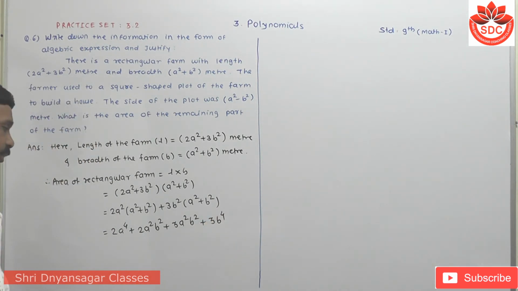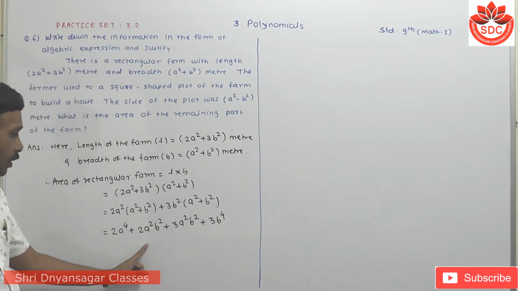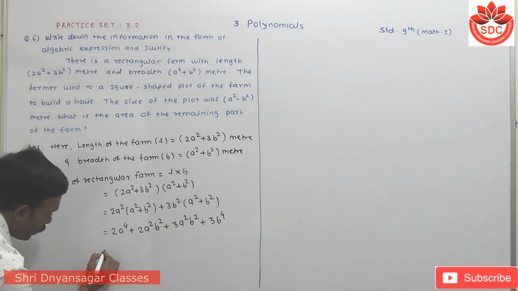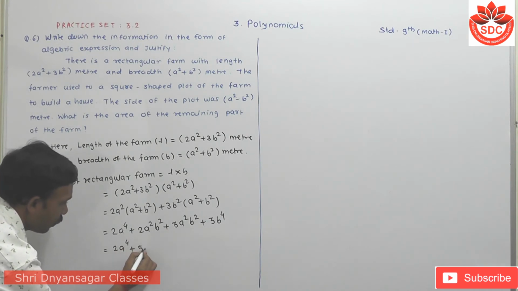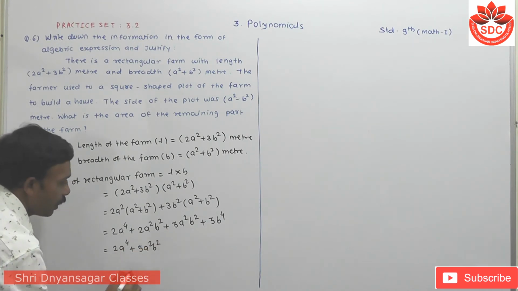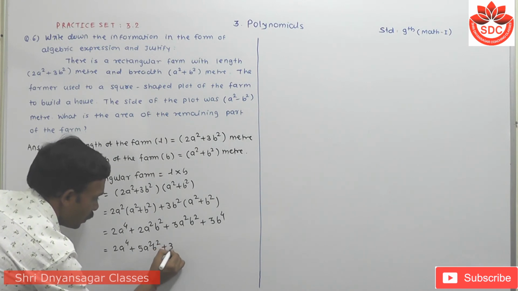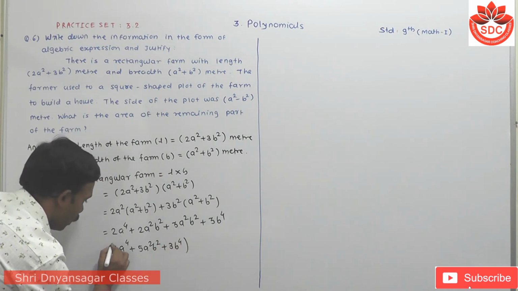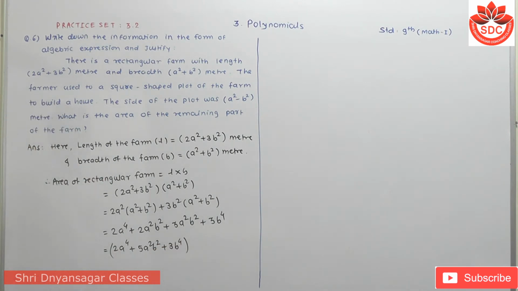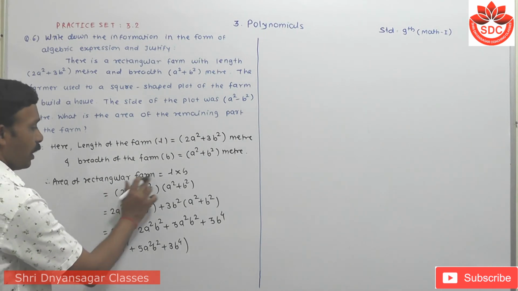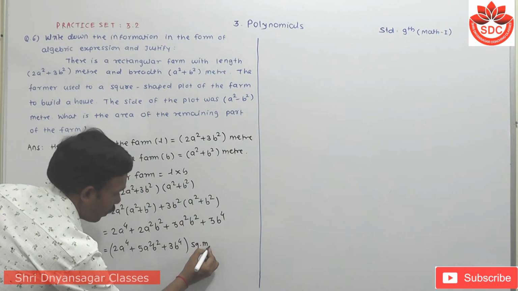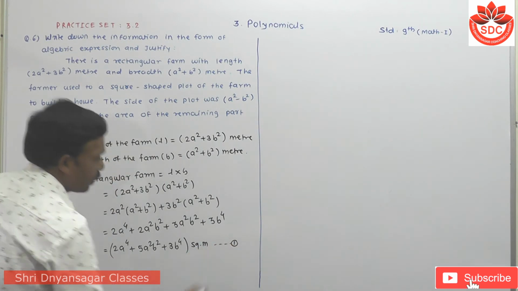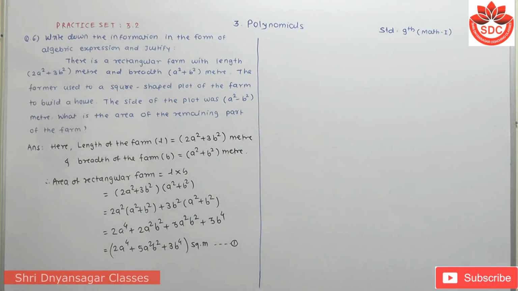Then student, we have to add these terms. So we write here: equal to 2a⁴, this addition becomes 5a²b², plus 3b⁴. Now student, we cannot change it, so this is our area of the rectangular farm. The unit is square meter. Take this as equation number first.